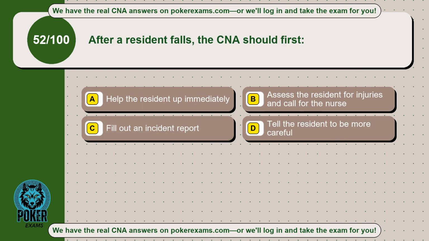Question 52. After a resident falls, the CNA should first: Option A, help the resident up immediately. Option B, assess the resident for injuries and call for the nurse. Option C, fill out an incident report. Option D, tell the resident to be more careful.